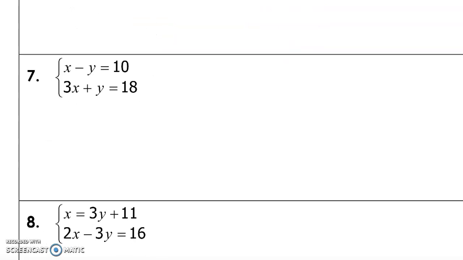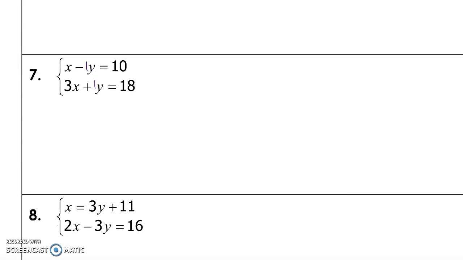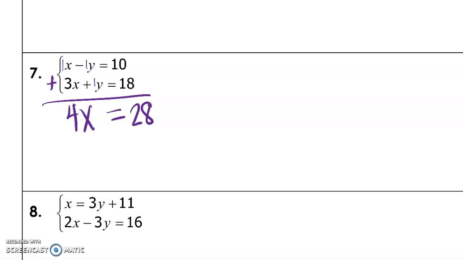Number 7. These are lined up. We have a negative 1y and a positive 1y. So one's a minus and one's a plus. So those are opposites, so we add. So 1 plus 3 would give me 4x. The y's get canceled out. Again, I don't like to leave that canceled out there. 10 plus 18 is 28. Divide, and we get x equals 7.